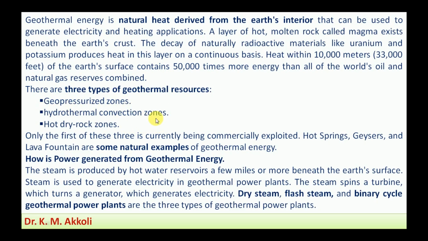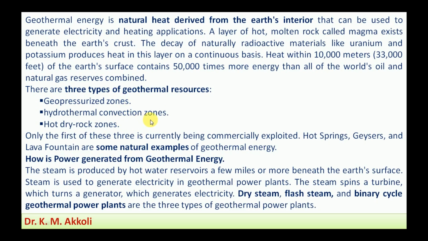Second one is hydrothermal convection zones. Third one is hot dry rock zones. Geothermal pressurized zones means if you drill a hole up to a certain depth, the surface water finds its way up to that depth, and there the steam is present already, and with its own pressure, the steam comes out of that well, and that steam can be used for running the turbines. That is the geopressurized zones. In certain regions, we are going to get steam directly if we drill a well.